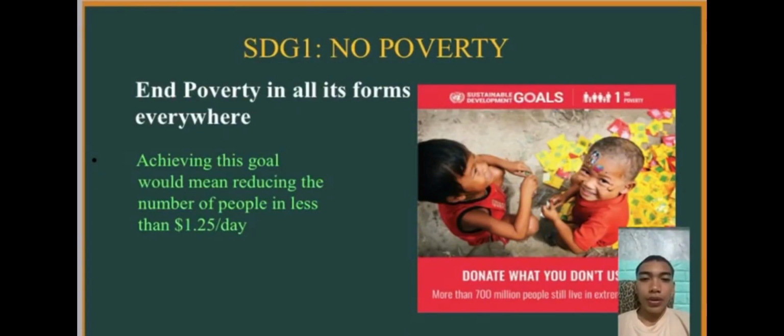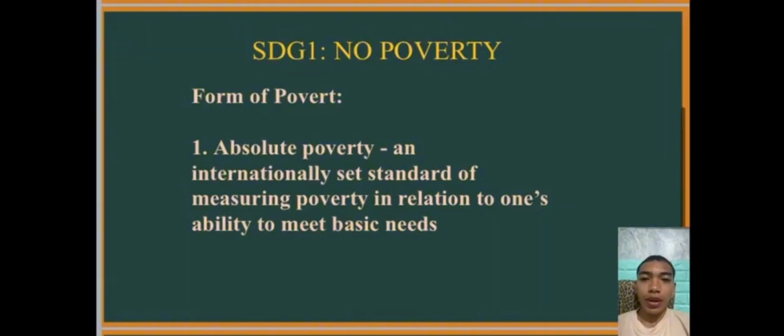According to the slides, poverty exists in different forms, and understanding these forms helps us see why poverty is such a complex issue. The first form shown is absolute poverty. Absolute poverty is an internationally set standard used to measure poverty based on a person's ability to meet basic needs. People living in absolute poverty often struggle to afford necessities such as enough food to eat, safe drinking water, proper housing, and basic healthcare. This means that their survival and well-being are at constant risk.